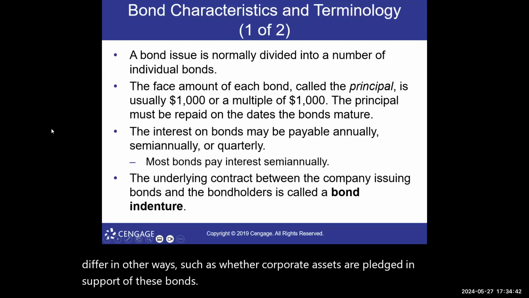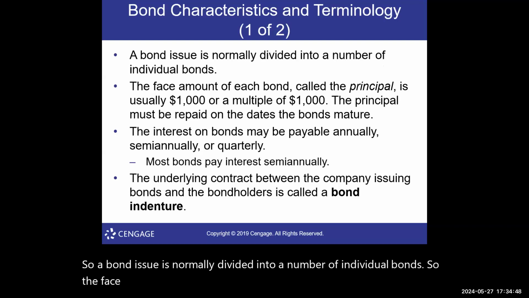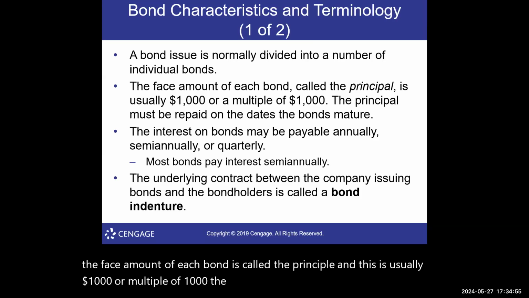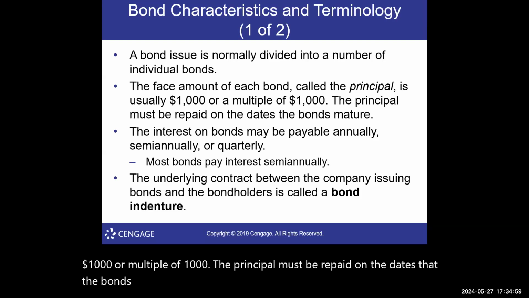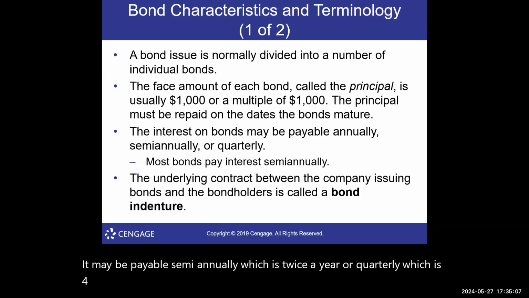So a bond issue is normally divided into a number of individual bonds. The face amount of each bond is called the principal, and this is usually $1,000 or a multiple of $1,000. The principal must be repaid on the date the bonds mature, and the interest on bonds may be payable annually, semi-annually, which is twice a year, or quarterly, which is four times a year. But most bonds pay interest semi-annually.